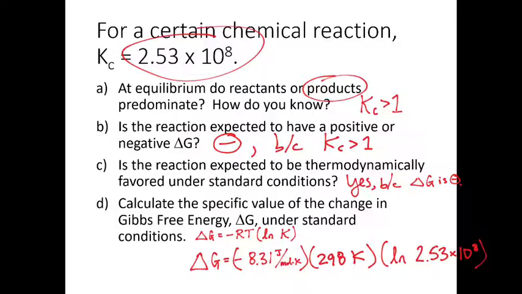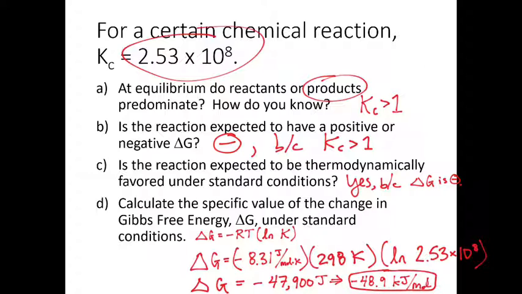The natural log button already puts it in parentheses for me. 2.53 times 10 to the 8th, times 298, times negative 8.31. And I'm getting about negative 48,000. At this point, this is still joules because that 8.31 number gives me answers in joules. So right now, I'll just put it in joules, negative 47,900 joules. If they wanted me to put it in kilojoules, I would call that negative 47.9 kilojoules. Sometimes we'll see that as kilojoules per mole.